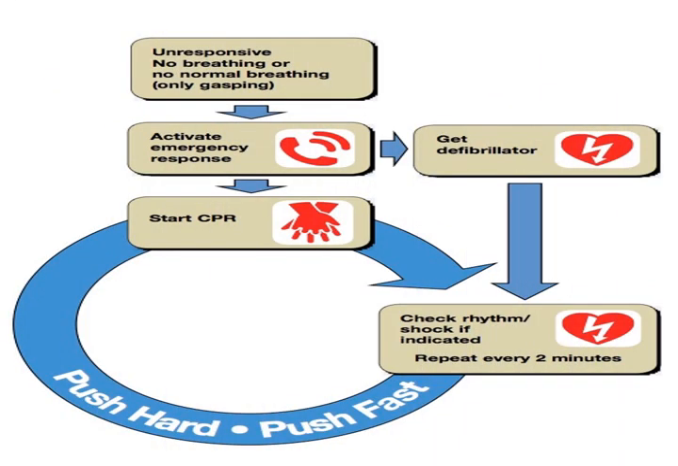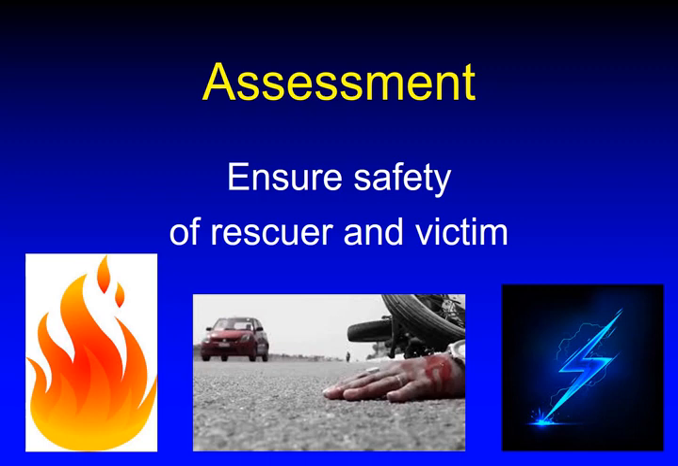This is the algorithm of AHA for basic life support. We will discuss each item soon. The first step in the algorithm of basic life support ensures safety for the rescuer and the victim, and the rescuer is more important than the victim because he will do the basic life support steps. So the first step is check safety.